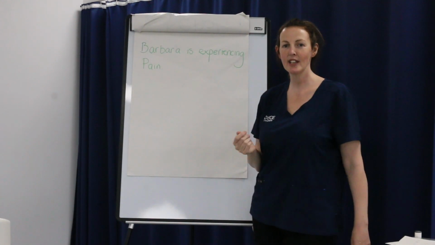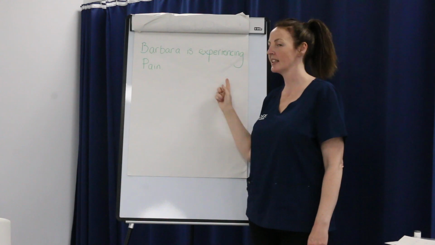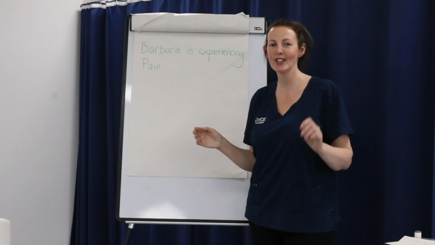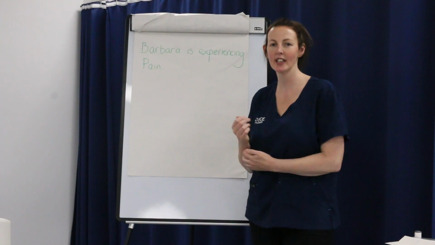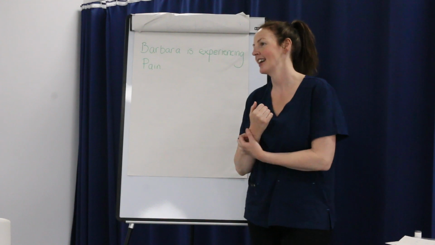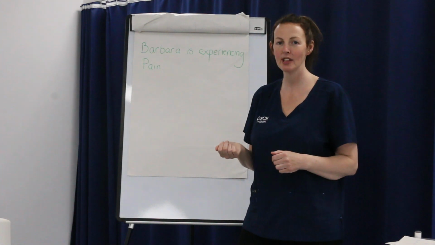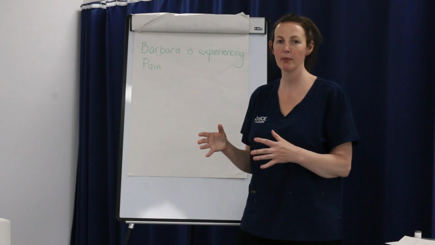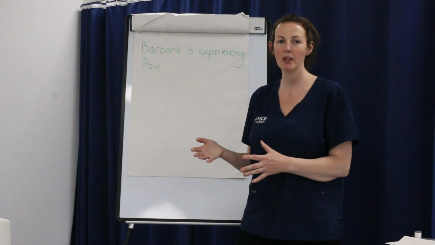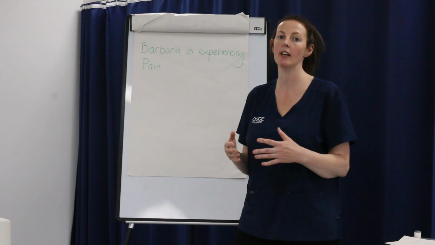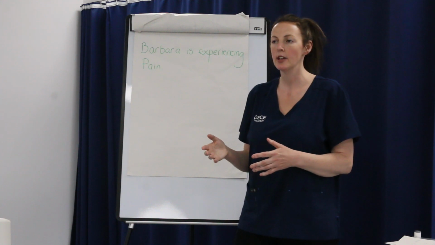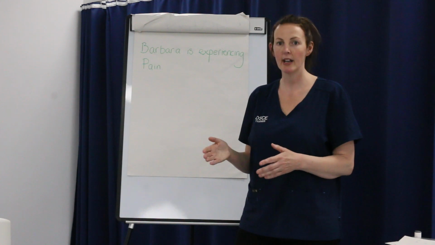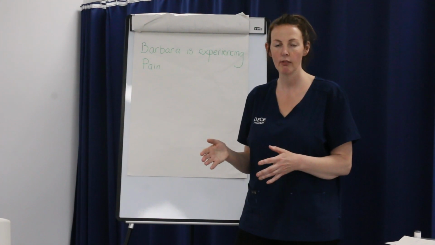So I don't know if you can all see this at home, but it says Barbara is experiencing pain. Now every day in your nursing experience you will have a patient that is experiencing pain, no doubt. And you will use the nursing process, although you won't even be aware of it. So you'll identify the problem, Barbara is experiencing pain. You'll perform a nursing intervention, such as giving Barbara analgesia. You will then re-evaluate the nursing problem. So you'll go back to Barbara and ask her what her pain score is.